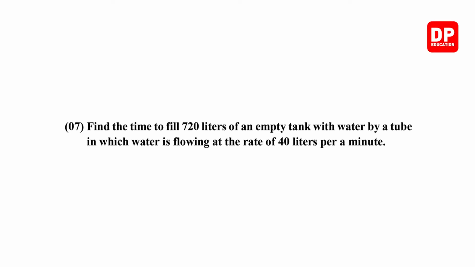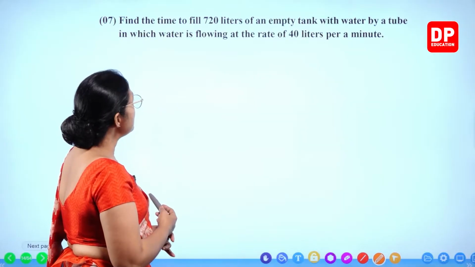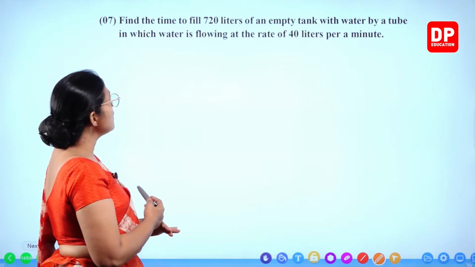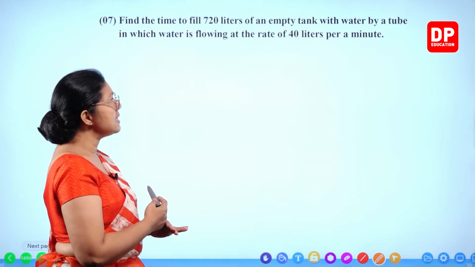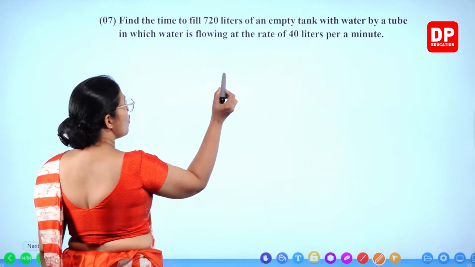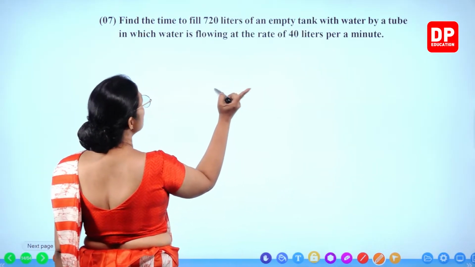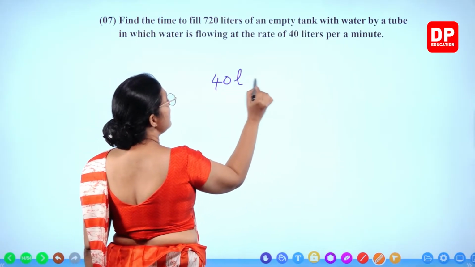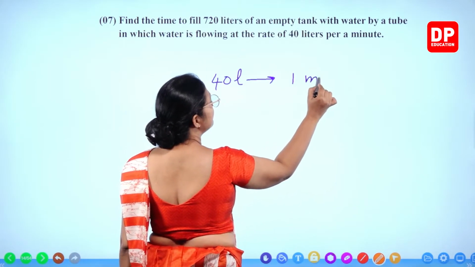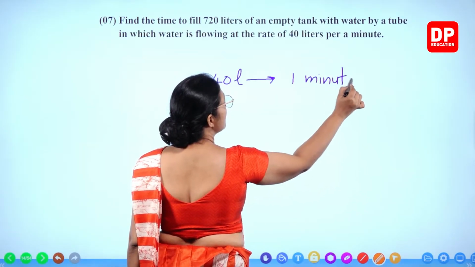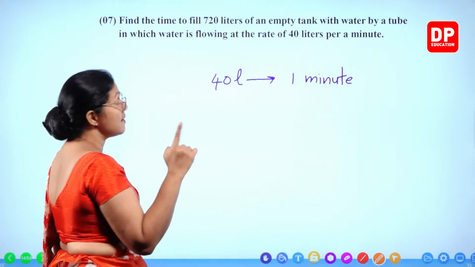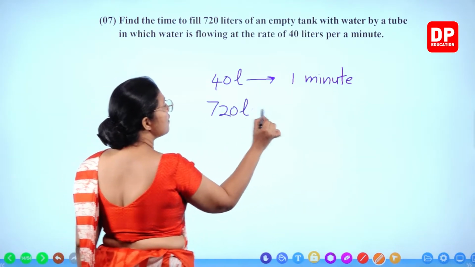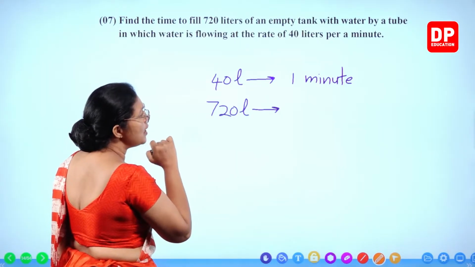Question number 7. Find the time to fill 720 liters of an empty tank with water by a tube in which water is flowing at the rate of 40 liters per minute. So 40 liters per minute. So you are asked to find the time. So 40 liters to fill, it takes 1 minute. To fill the whole tank, it's 720 liters you need. So what is the time taken to fill 720 liters?